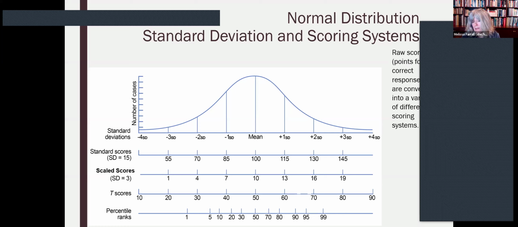I find parents like them because it gives them sort of a visual of how their kids are doing in comparison to others. That's the good news. The bad news is we can't use them to measure progress because they're not equal units. It's like trying to measure length with a yardstick that has inches all of different lengths. I'm going to stop. Any questions?